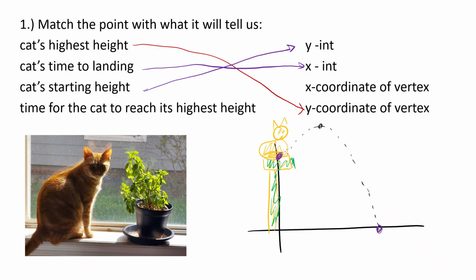And that means the last one, the time for the cat to reach the highest height. So we got like an x, y, and that would be time and height. So the x coordinate of the vertex. So that kind of grounds us in, okay, now that I see what point I'm looking for, I can go find it on the graph or engage my algebra skills to calculate what those points might be to answer whatever question I might be asked.